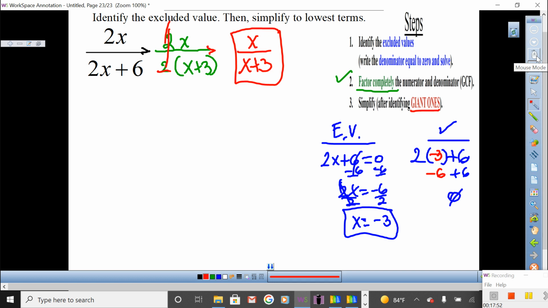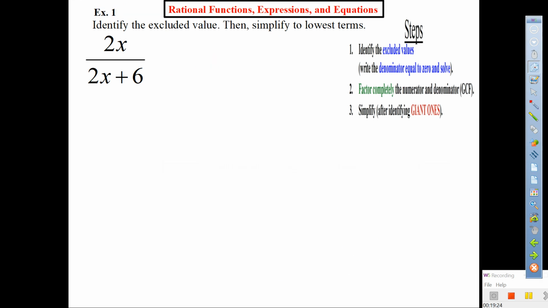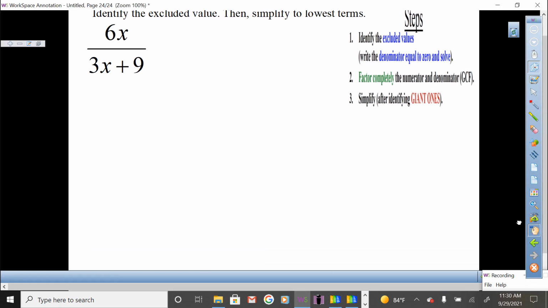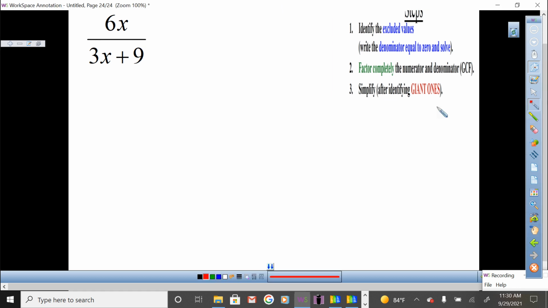Copy this. Example 1Q. 6x over 3x plus 9. All right, let's do this one together. Here we go. First, let's start with our excluded value. I'm going to do that over here. Excluded value.